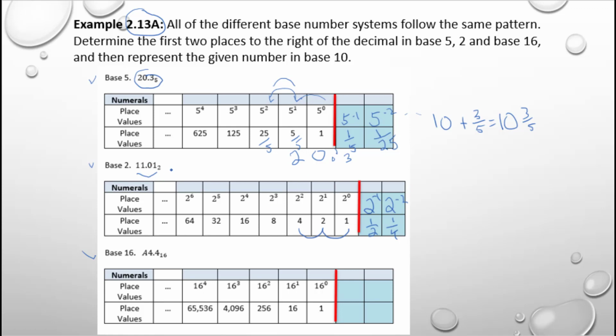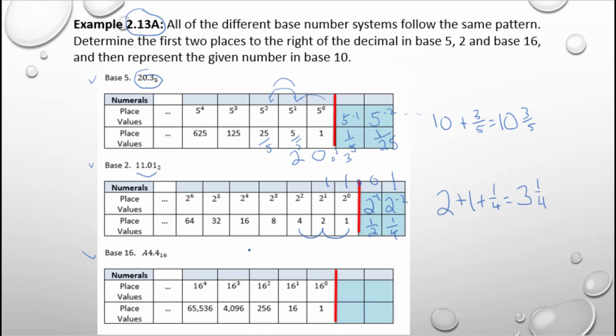So we got 11.01. So I'm going to drop these in. 11.01. So I have 1 two, I have 1 one, and I have 1/4. So I have 3 1/4.